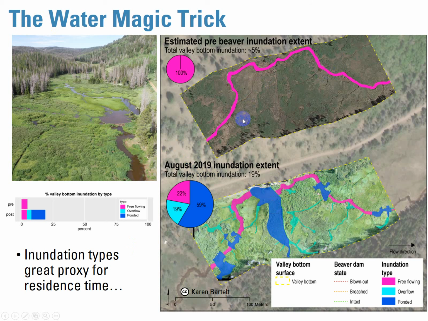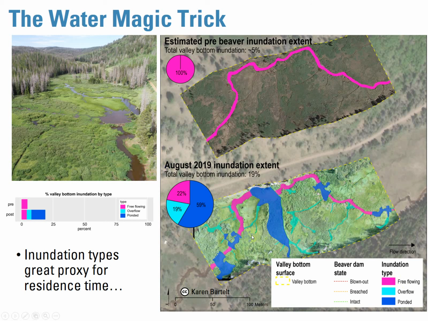Okay, and so what we have here is the valley bottom outline in yellow, and then we have inundation extent in these colors that are mapped. Okay, and right here, roughly 5% at the same flow is inundated of the whole valley bottom, and it all consists of a class that she's calling free flowing, right? So just efficiently drained water, efficiently drained riverscape.